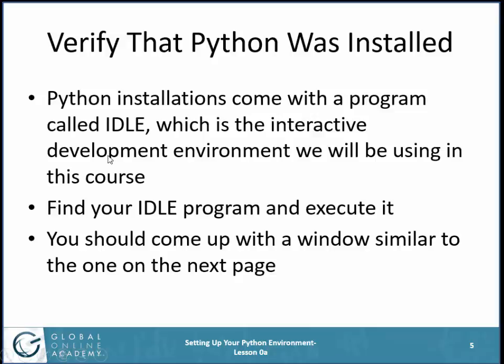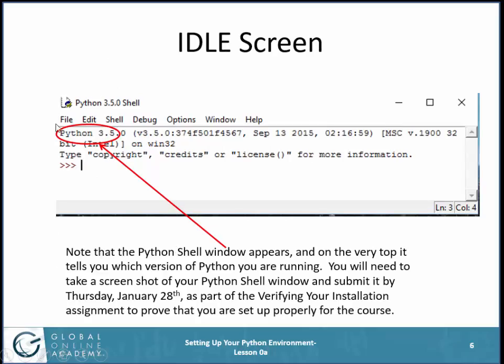Okay. You're going to find your IDLE program and execute it. Don't worry, I'm going to show you me doing it on my machine in just a second so you can see exactly how to do that. Find your IDLE program and execute it. You should come up with a window similar to the one on this page. You'll get something that says Python version whatever it is that you've downloaded. 3.5.0, 3.5.1, whatever is the latest version. And then it'll end up with these 3 greater than signs as a prompt for you to type things in. You don't need to type anything in there.